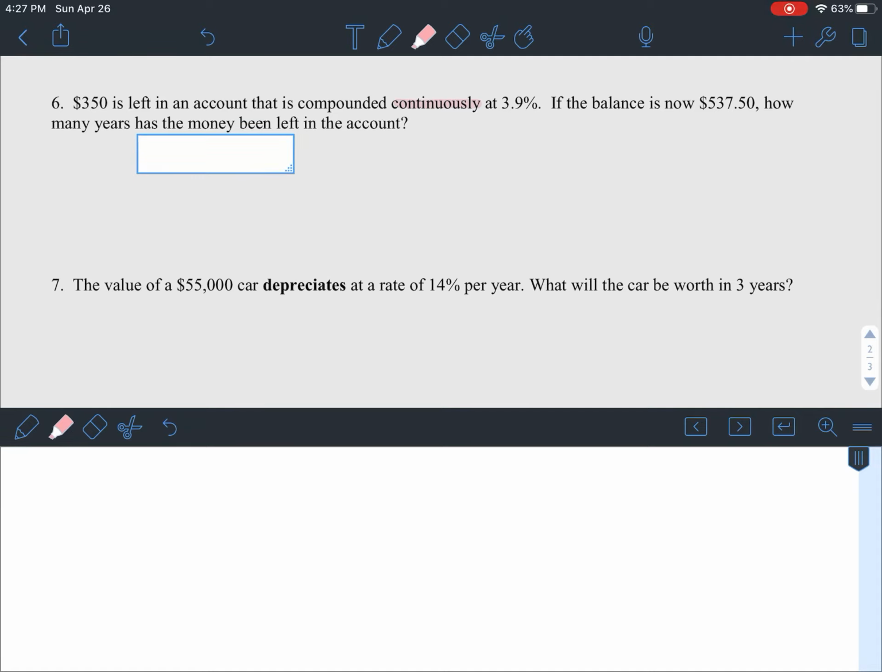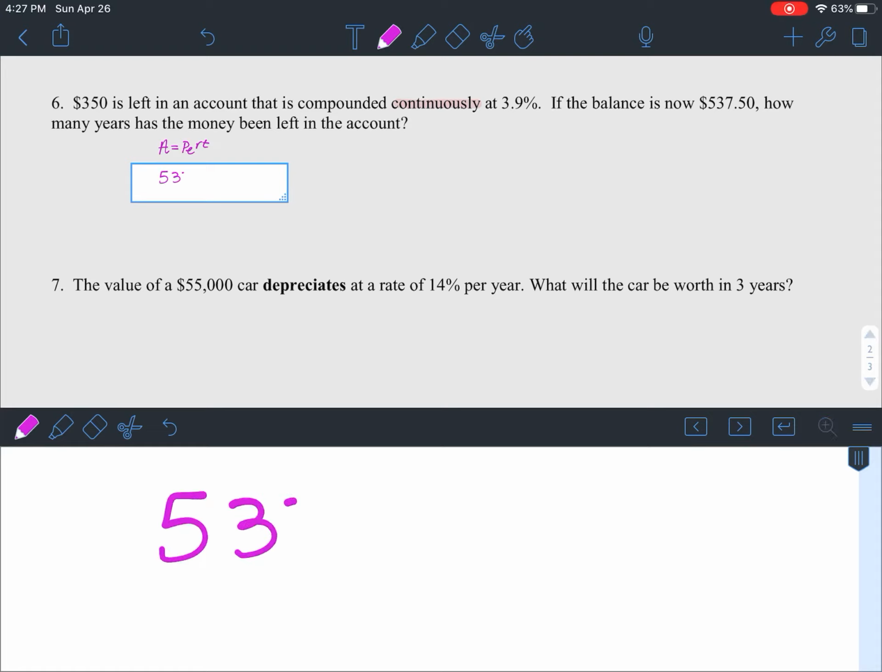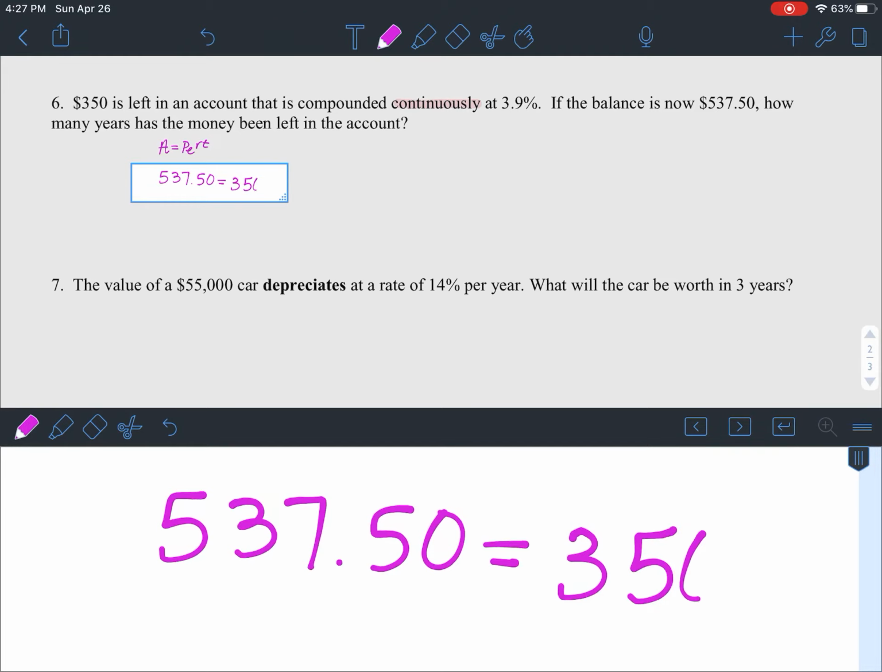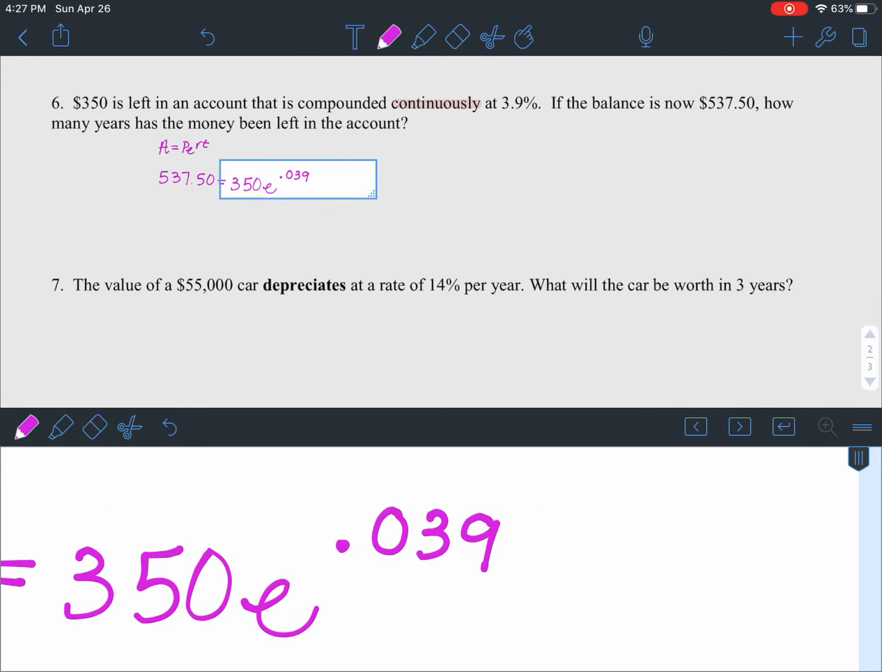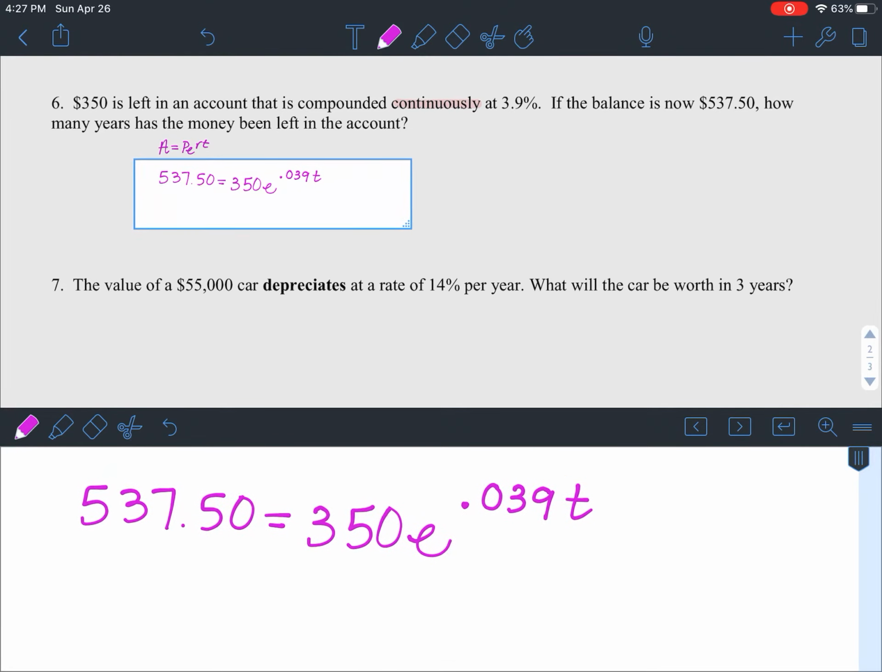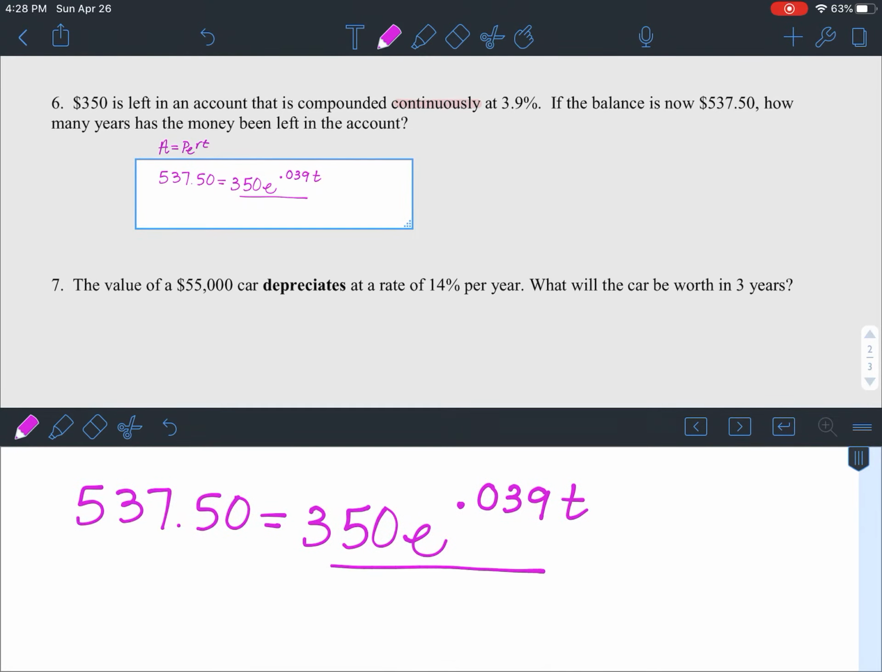All right, so we know we want a PERT. We know our final amount was $537.50. We must have deposited then $350. We know our rate, 0.039, and we want to figure out how long has it been in the account. Step 1, you need to divide by how much we deposited, 350, because we got to get that E all by itself. All right, divide that in your calculator.